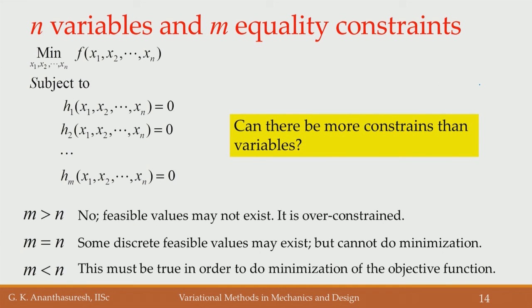Okay. So, here we are asking a question again: can there be more constraints than variables? The answer is no, we cannot have more constraints than variables. If m is greater than n, feasible values may not exist, and even if they exist it will be a few discrete values. So, it is an over-constrained problem, and we cannot do optimization. When m is equal to n, some discrete values may exist, but you still cannot do minimization. In order to do minimization, we need to have m less than n. Okay, that is what we said.